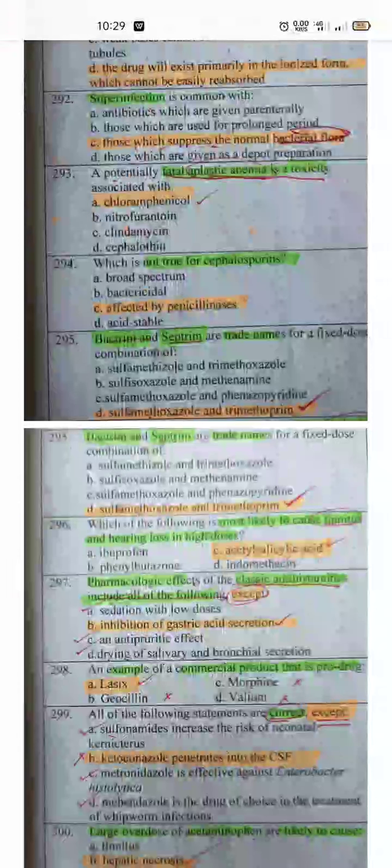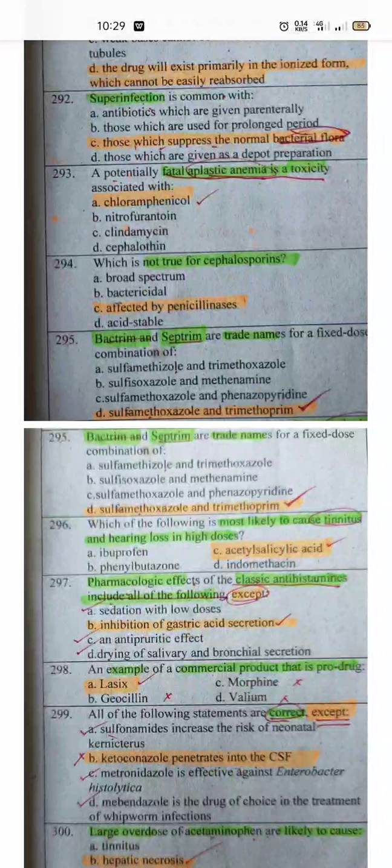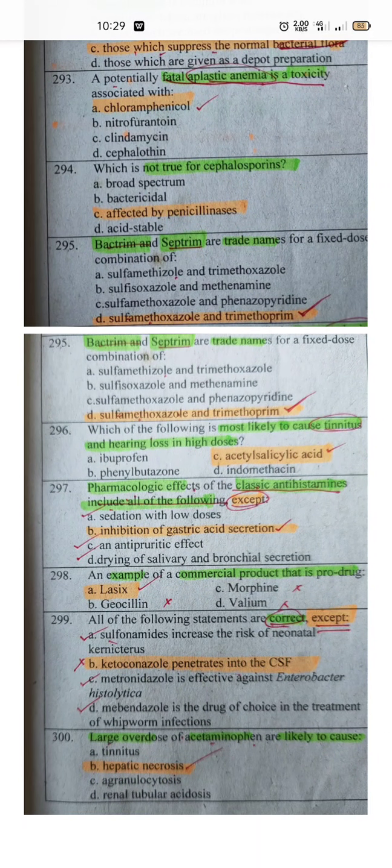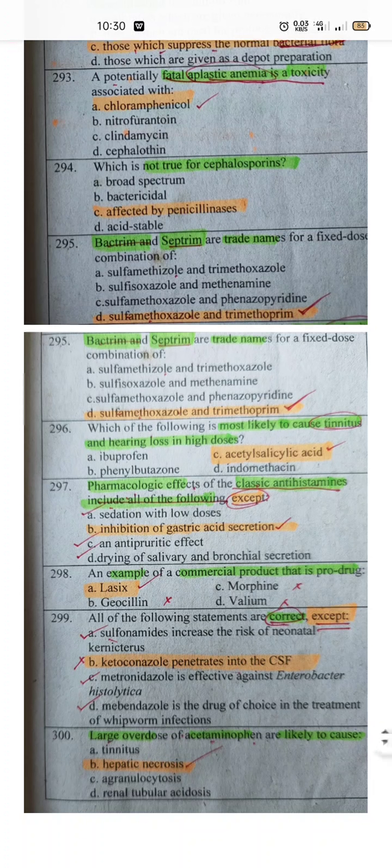294, which is not true for cephalosporins: it is affected by penicillinase. Your cephalosporins are broad spectrum, bactericidal, and acid stable. 295, Bactrim and Septrim are trade names for a fixed dose combination of sulfamethoxazole and trimethoprim. So your Bactrim and Septrim are trade names for your cotrimoxazole.